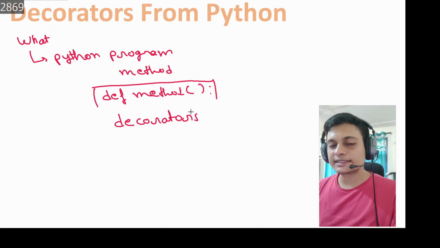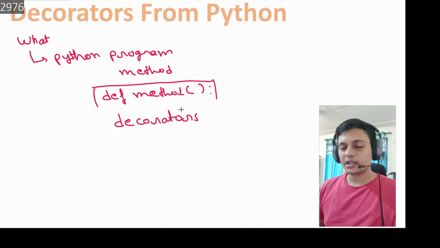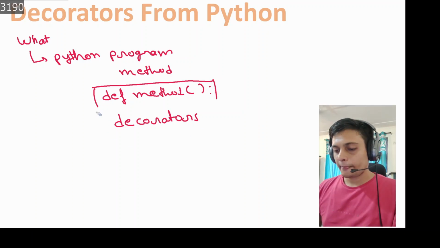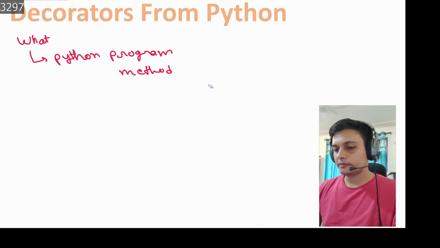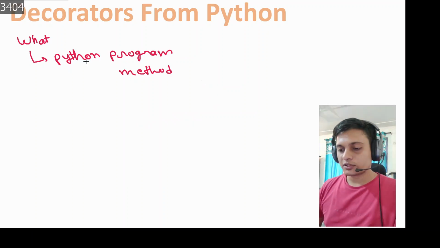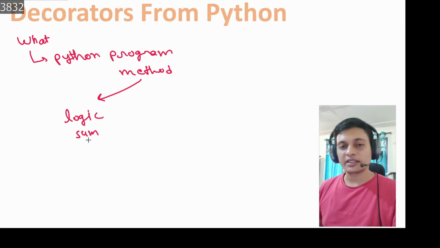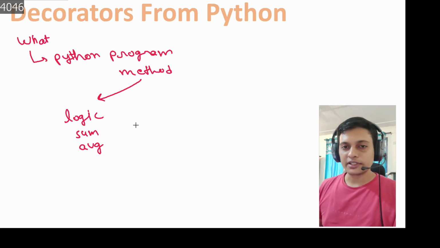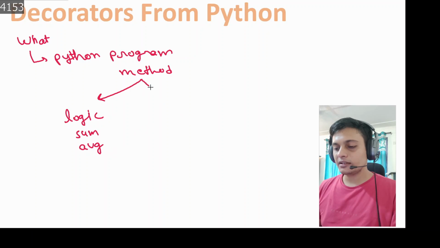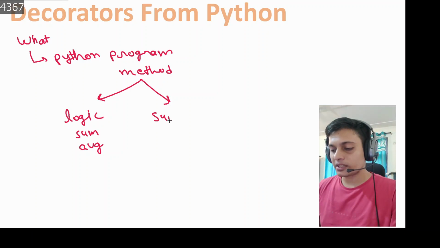But there is one slight difference between a decorator method and your regular method. So let me tell you why. We are going to segregate these methods into two categories. The first is the method in which you write your logic, let's say your sum logic, or a method to calculate the average. These kinds of programs you mostly write in Python. And the second method, which I want to teach you, is the supporting method.